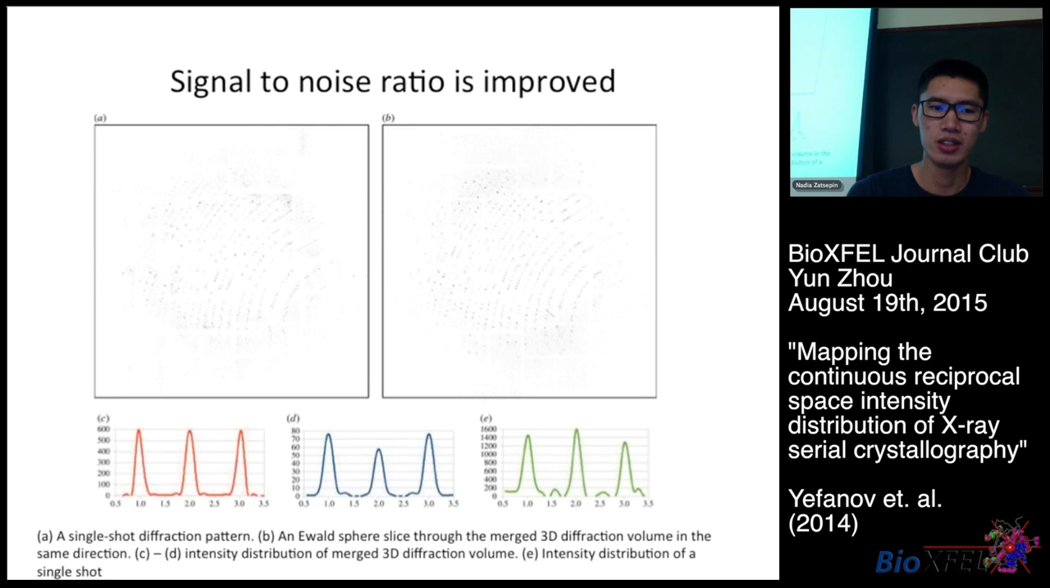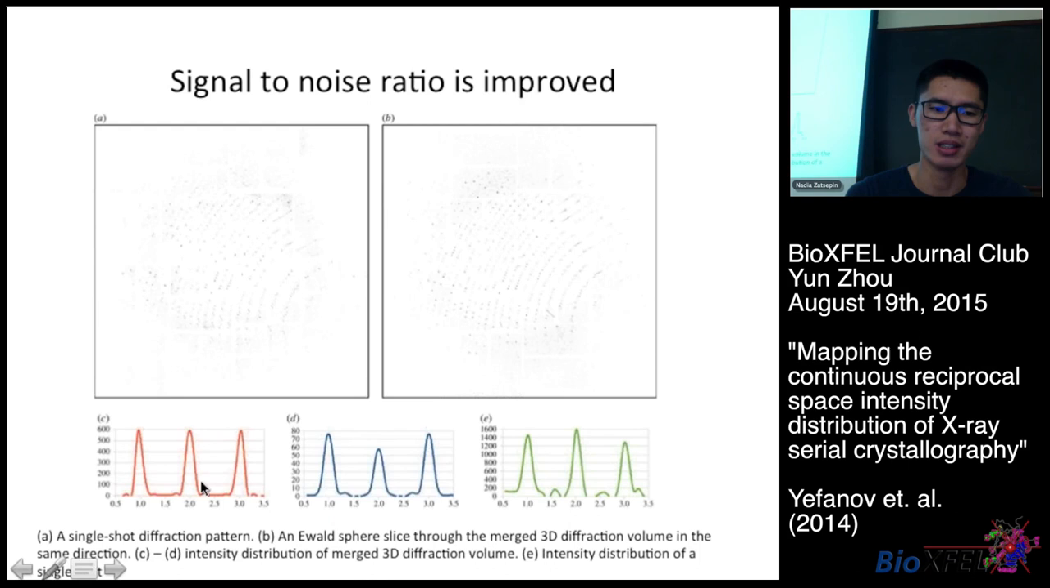This figure shows the signal to noise ratio is improved, like a higher resolution. So A is a single shot diffraction pattern, and B is a slice through the merged 3D diffraction volume. So B is data after merging, and we take the same position, same orientation, and we get this. And C and D are peak profiles from the merged diffraction patterns.